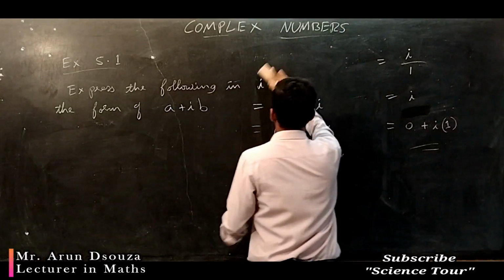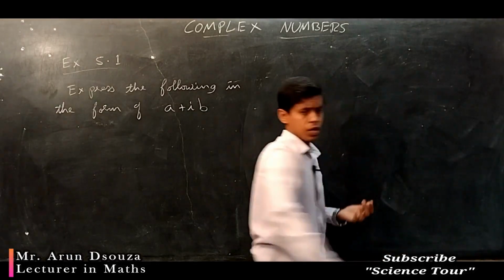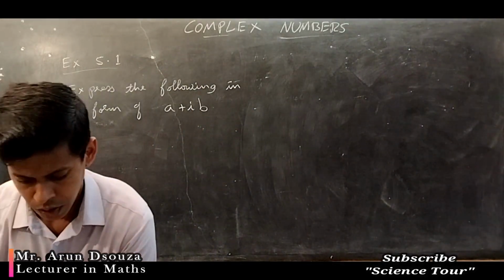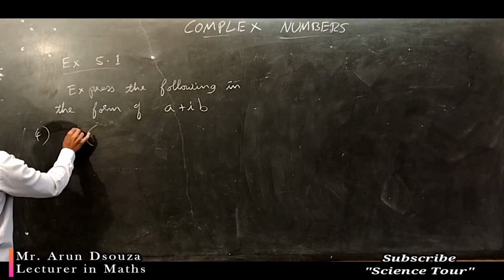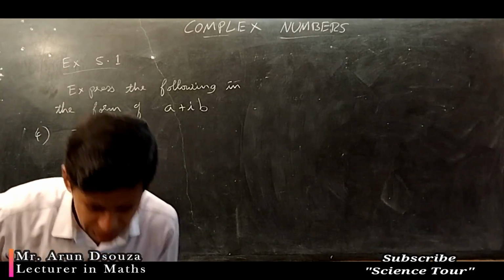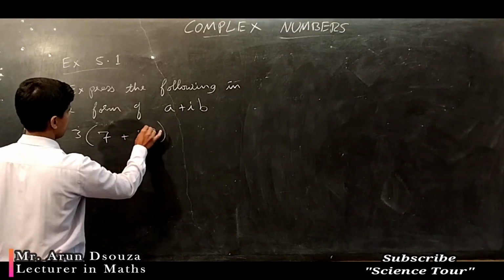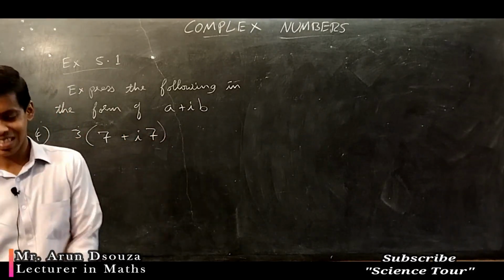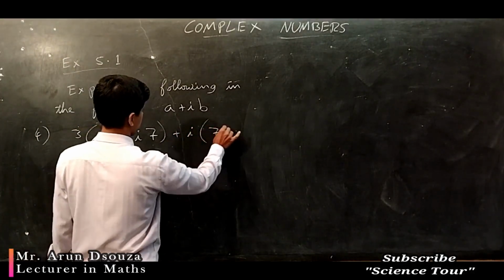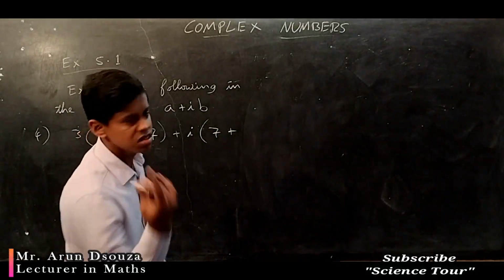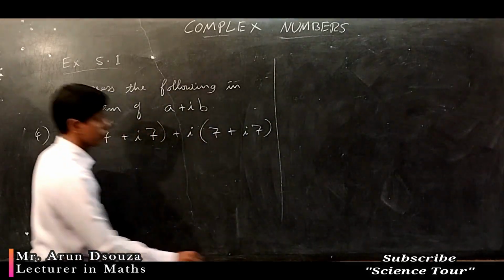The next one, you have 3 into 7 plus I7, and the other bracket is I into 7 plus I into 7 plus the same thing I7. Okay, so that's your question.